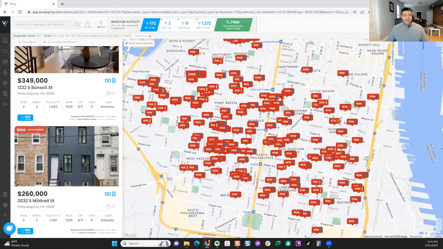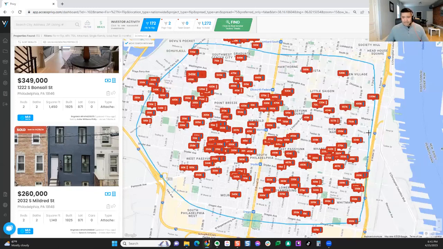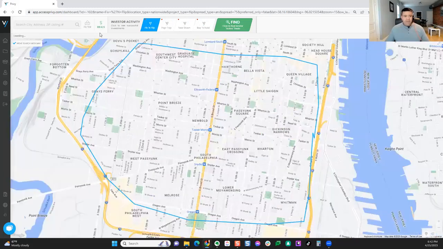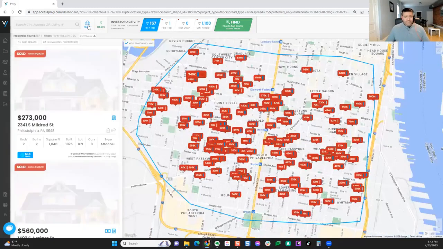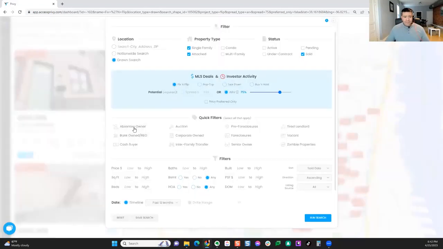If you wanted to pull a list of, say, absentee owners, maybe you wanted to go after absentee owners as buyers, or maybe you wanted to use them as potential sellers as well. You just isolate the area you want. We got a drawing tool here, and you can just draw where you want this zone to be. And then I can come up here to the filter, and I'll pull a list of absentee owners.